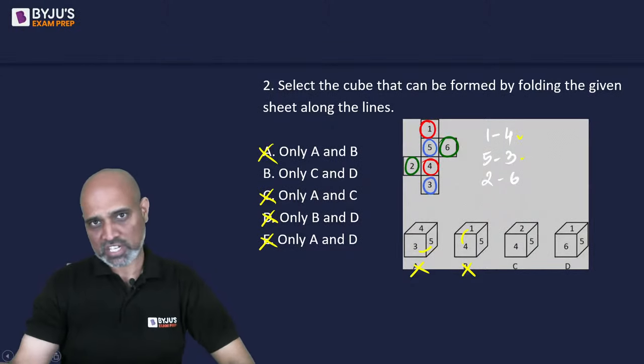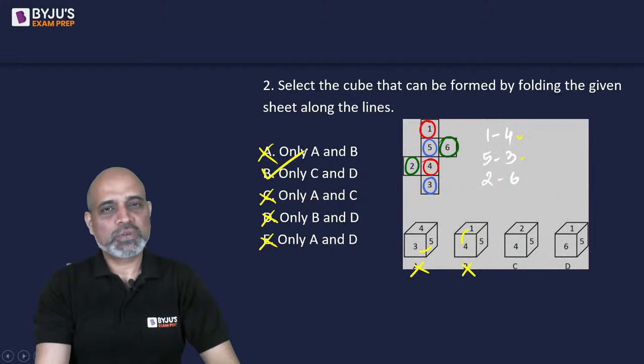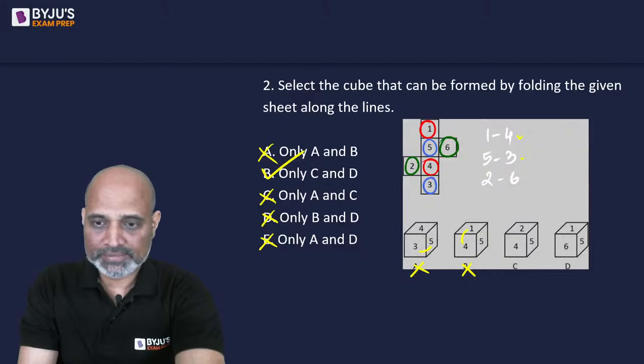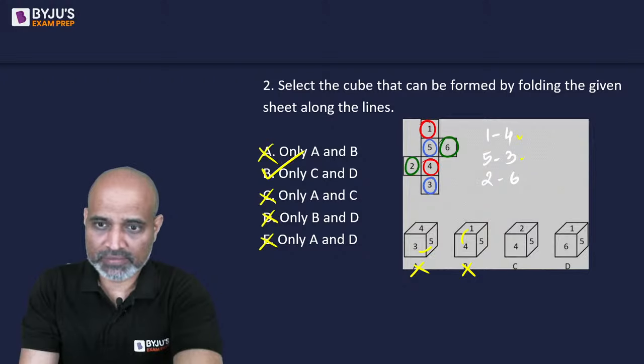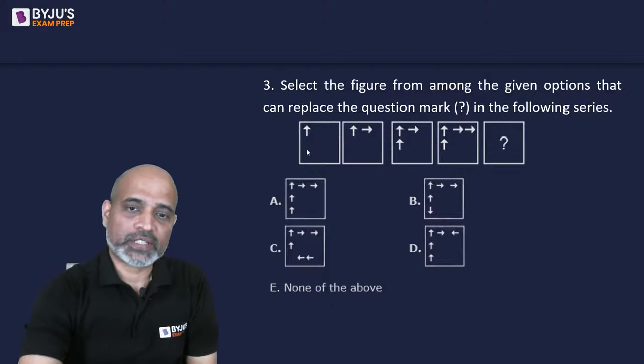Should we go ahead and check C and D? No. Only one option is left, that is our answer, right? Good. B is the answer. Ajay, Ashmita, B.